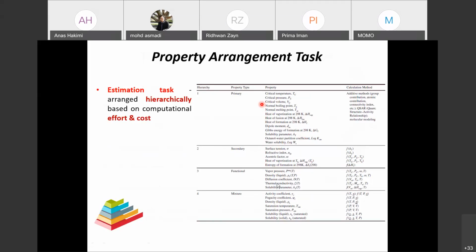And then you go to the third step, which is functional. Your target is maybe vapor pressure and density. What is the vapor pressure within a certain range? And diffusion coefficient, thermal conductivity within a certain range. And then you can reduce the number of candidates to 100. Okay, and then you move to the next step, which is the mixture, or step 4.